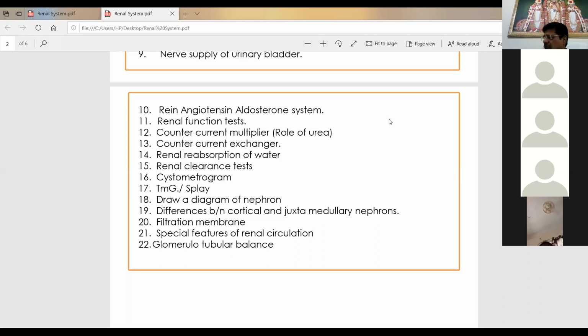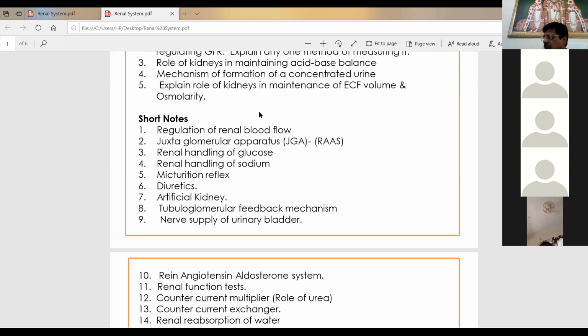Today's class, the take-home homework for you is explain the role of kidneys in the maintenance of ECF volume and osmolarity. ADH is osmolarity and aldosterone is volume. Just read up about that, you'll understand. Maybe we can discuss.